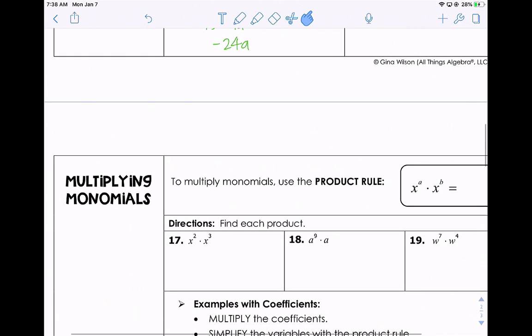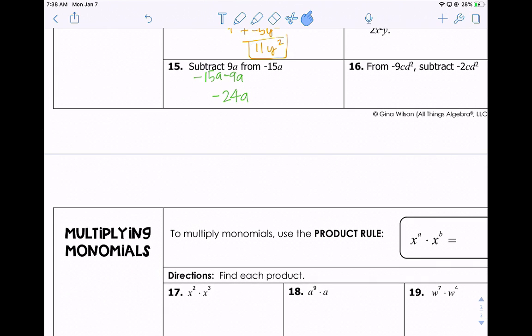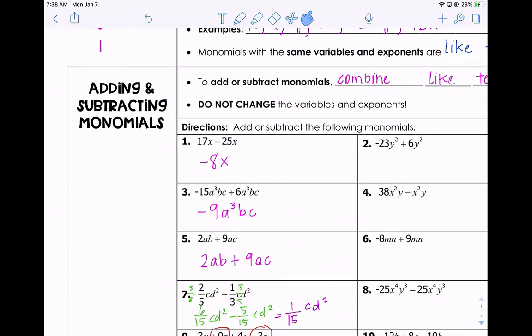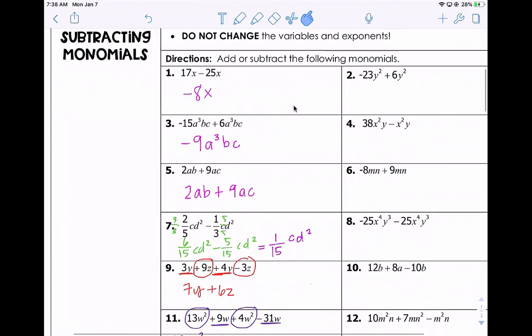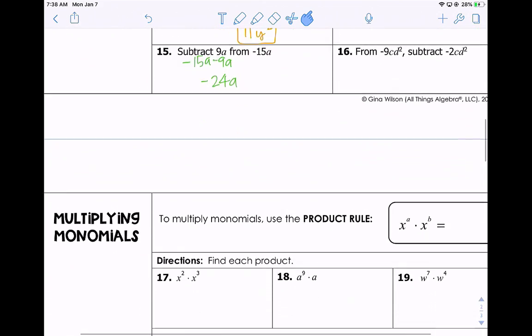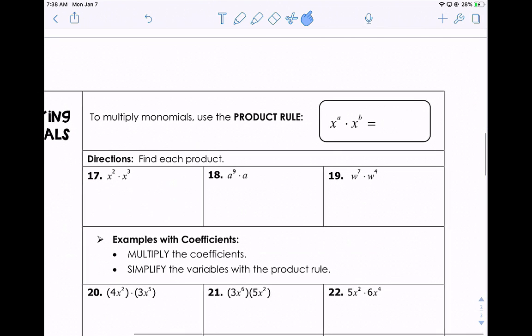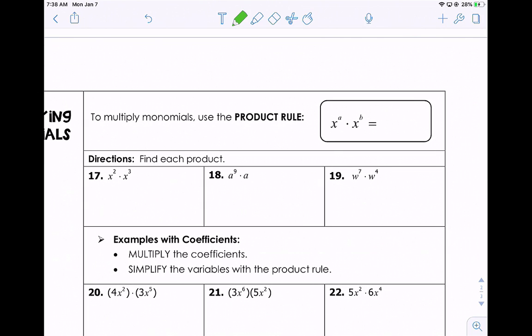So again, up here, we were adding, sometimes a negative, right? So subtracting, basically. We do not change the variables and exponents when we add and subtract. That is not the case when we multiply. We can always multiply them. So to multiply monomials, we use the product rule. This is on your formula chart.